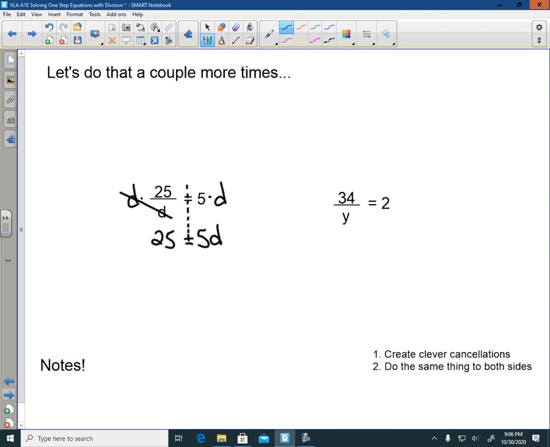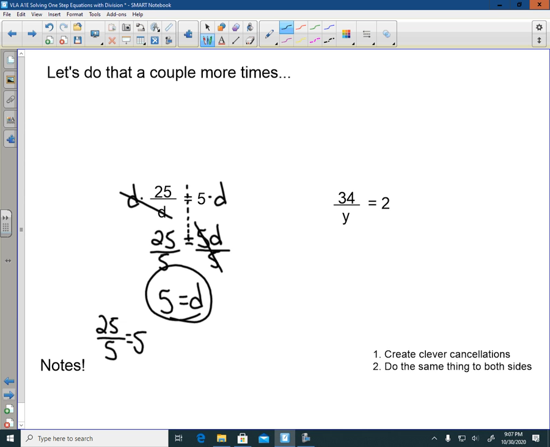And now it's a multiplication problem, and so you're going to divide by 5 on both sides. Create a clever cancellation, do the same thing to both sides. 25 divided by 5 is 5, and that equals d. Are we right? Is 25 divided by 5 5? It sure is. And so we've got the right answer.